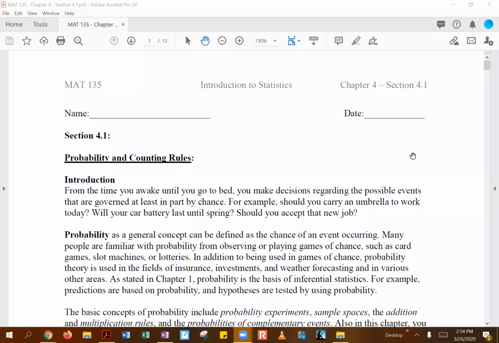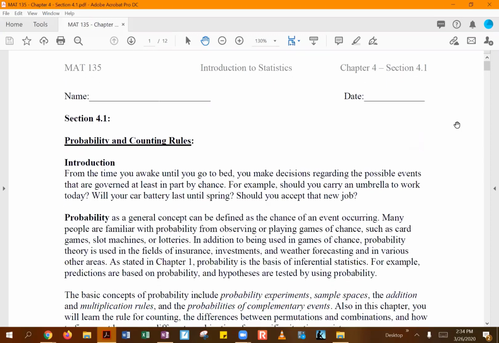All right, guys, we're looking at section 4.1 today. So as you can see, this is talking about probability and counting rules. Basically, when you think about probability, you are talking in terms of what is the chance of something happening.